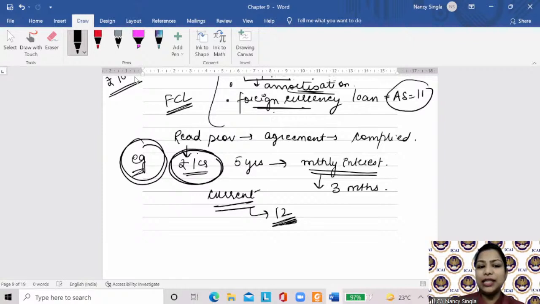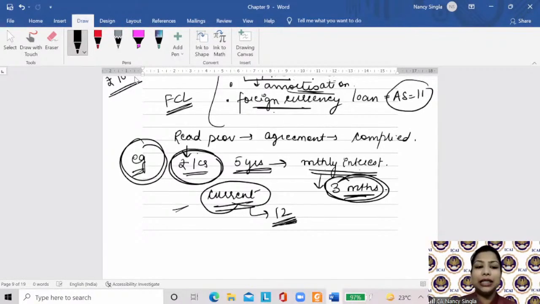Okay? So I gave the example that a loan of 1 crore has been given for a period of 5 years with the payment of monthly interest. It contains a clause that if the company defaults in payment of monthly interest for a continuous period of 3 months, this loan needs to be repaid by the company immediately. That is, it will become current. So the auditor will see whether anything like that is there or not.